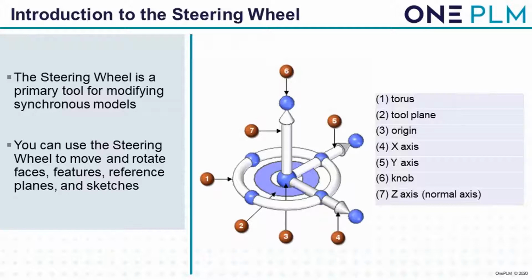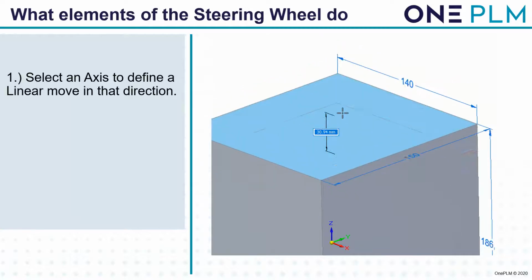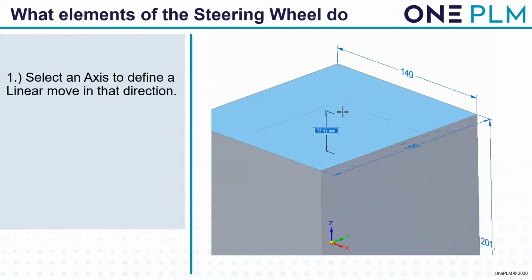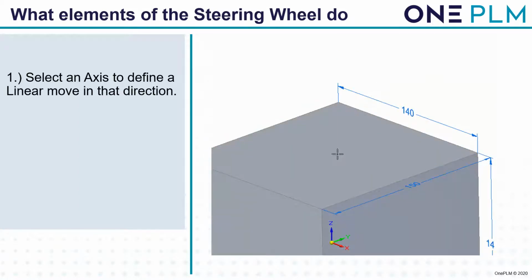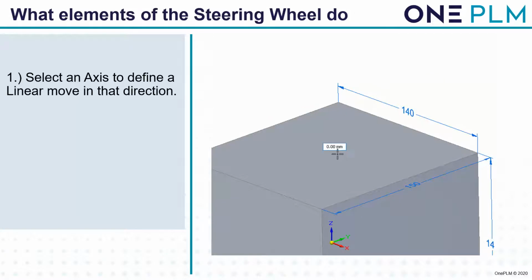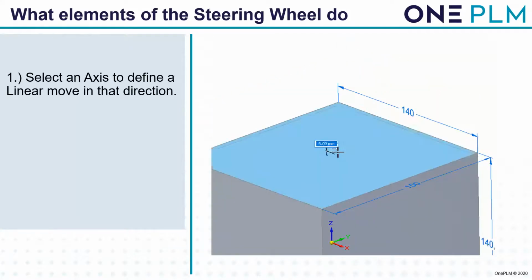So on the steering wheel, we've got different items. We've got the torus, the tool plane, origin, x-axis, and so forth. So let's have a look at some of the things we can do with the steering wheel. If we select a face, we're then going to get an arrow. We can then select that arrow, and that's then going to move that face. That value can be snapped to a key point on another part in an assembly, another feature in that part, or it can be a set value on that part.